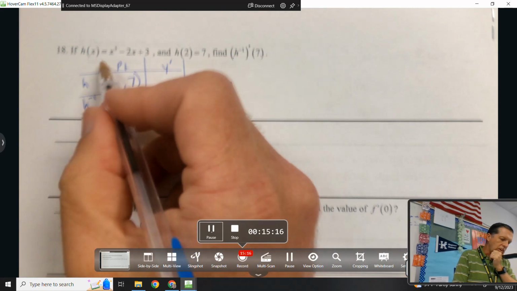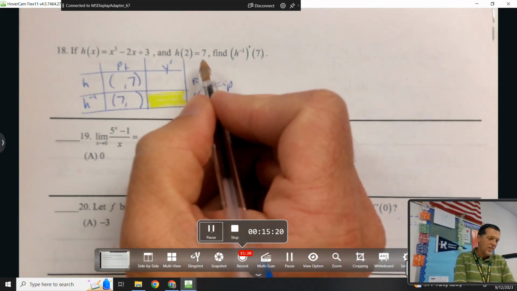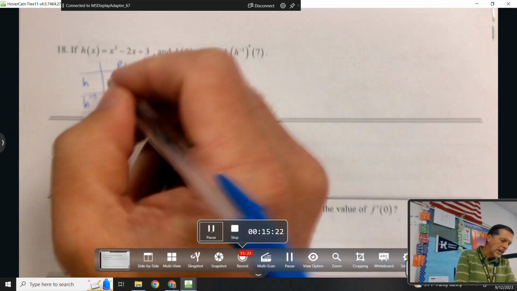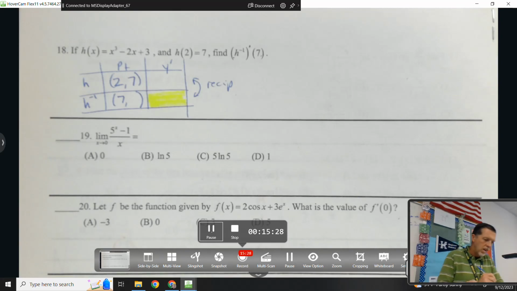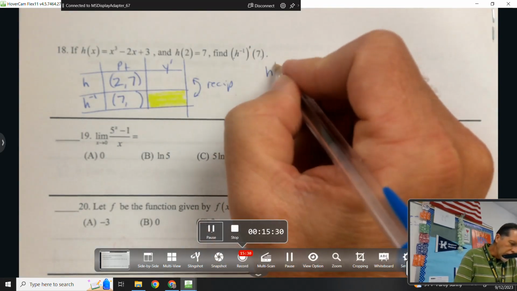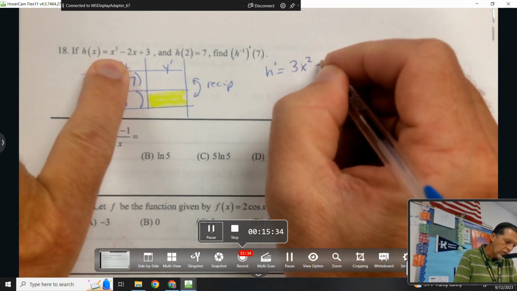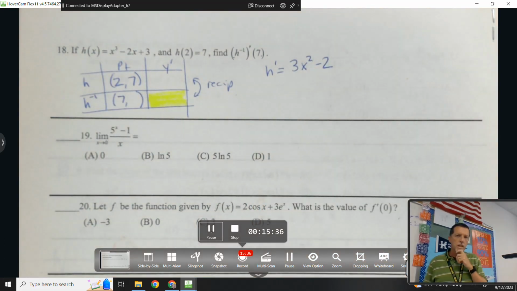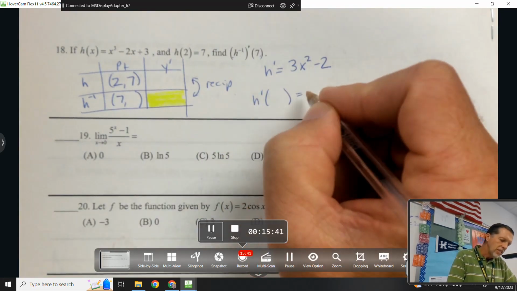So I have to figure out, oh no, I don't have to figure it out. They just told me h of 2 is 7. So now I know why they told me that. I do need to figure out the derivative, although this one's power rule, so this isn't bad. 3x squared minus 2. What am I plugging in there? 2 or 7?